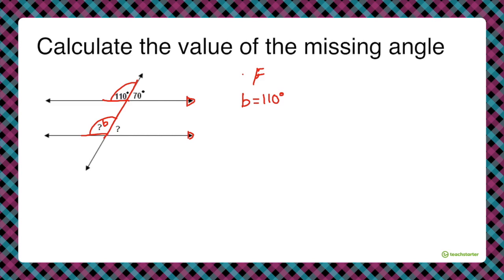Here's my other F, and this F is upside down and back to front. So these two are corresponding. Again, I'm just going to write a little F so that my teacher knows that I know the corresponding rule. I'm going to call this C, and C equals 70 degrees. That is how simple it is to find the missing angle with corresponding angles.